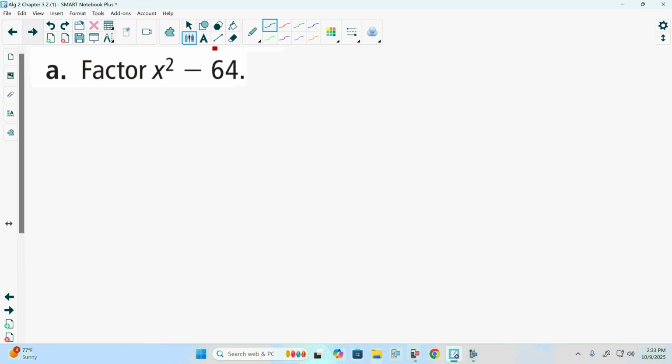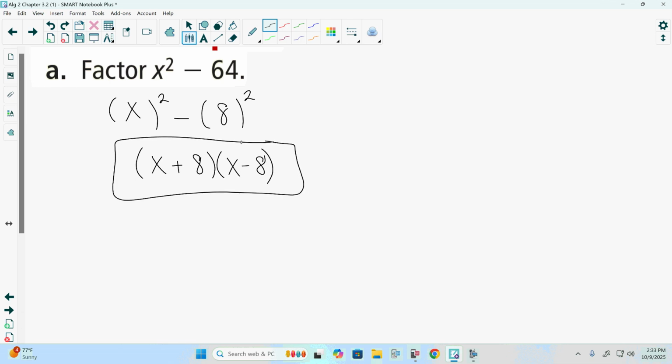x squared minus 64. Well, our x squared would just be x squared. And what times itself is 64? 8. So this would factor to what? x plus 8 times x minus 8. So we'd have x plus 8 times x minus 8. Questions on this here? Are you ready for the next one?